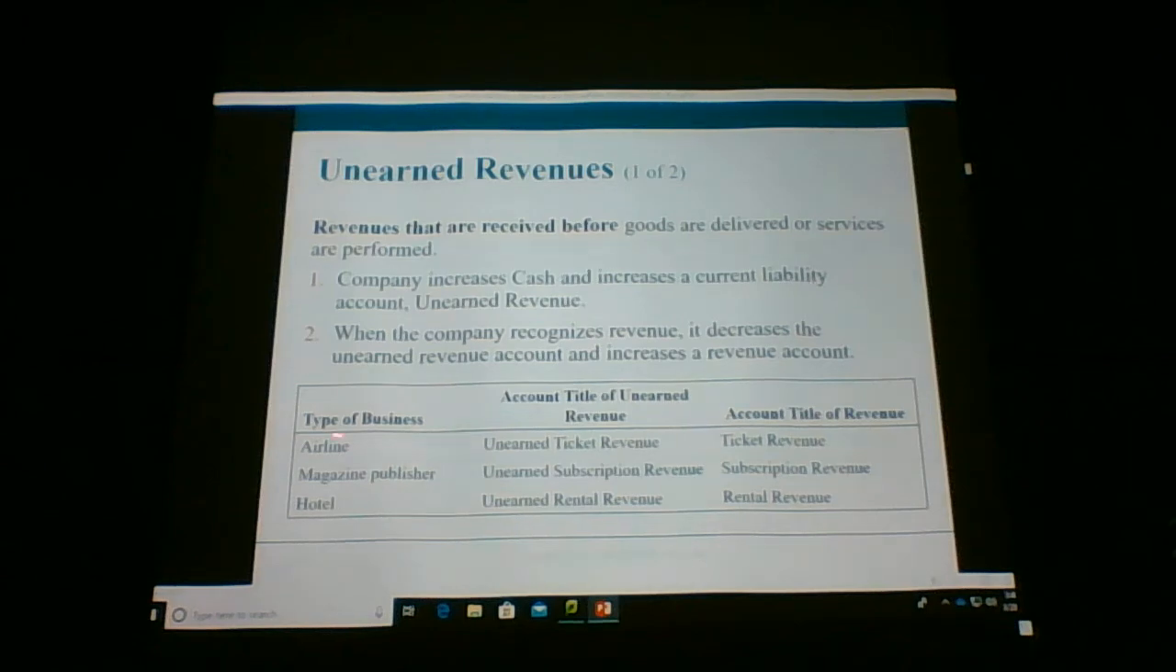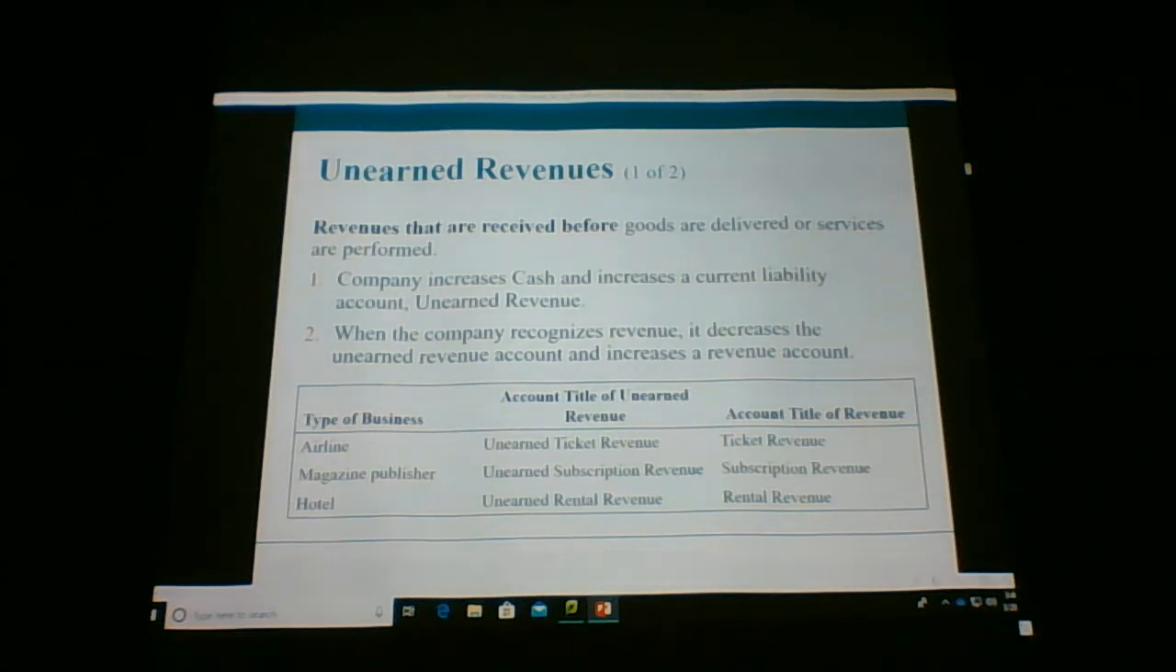Let's say that you're going to go on vacation. You buy a ticket for your vacation next month. You pay for that ticket, but the airline has not provided you with the flight service yet. Therefore, initially they're going to have unearned ticket revenue. When the flight occurs, whether you're on it or not, they have ticket revenue.